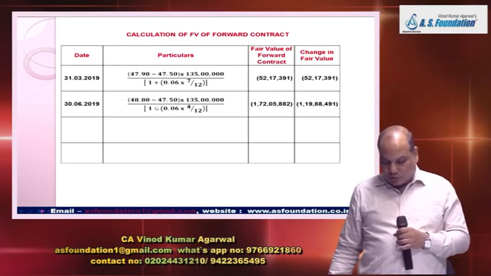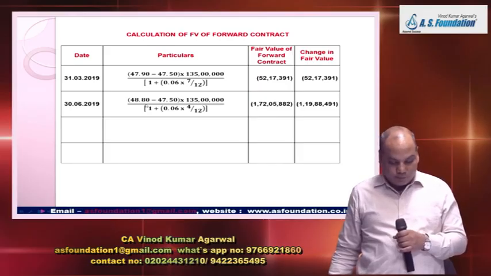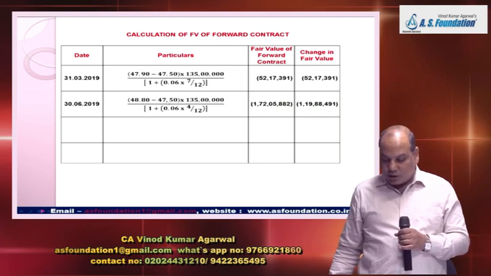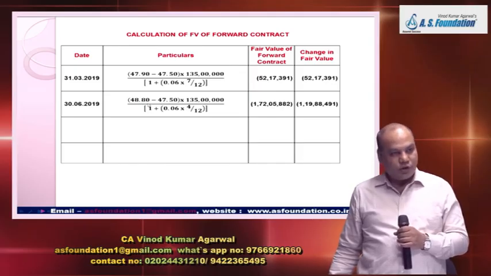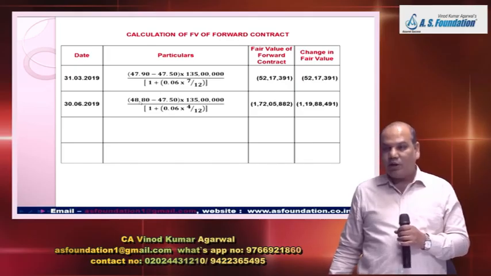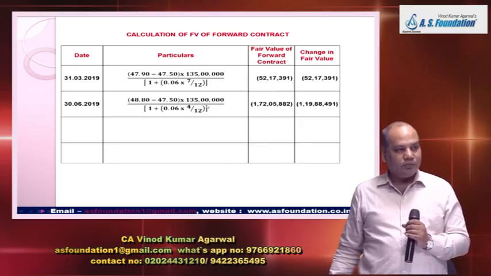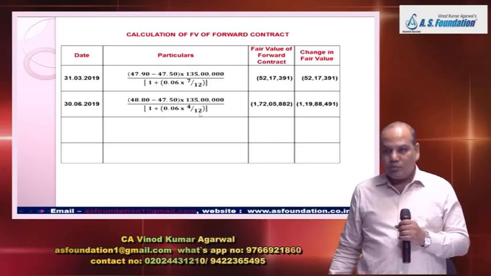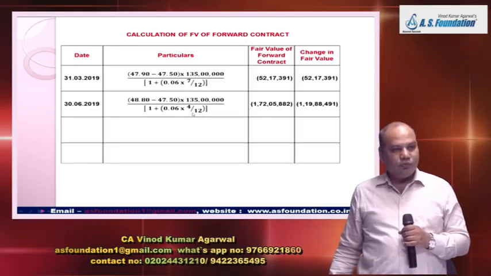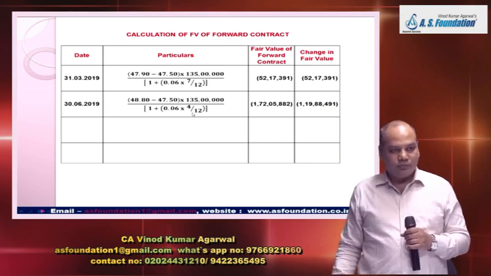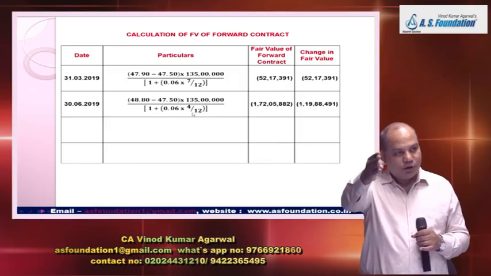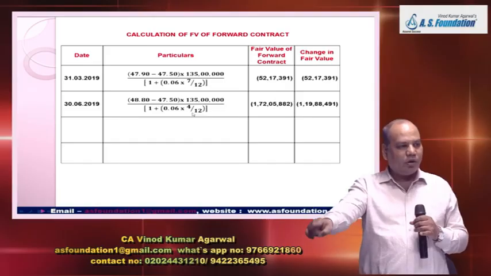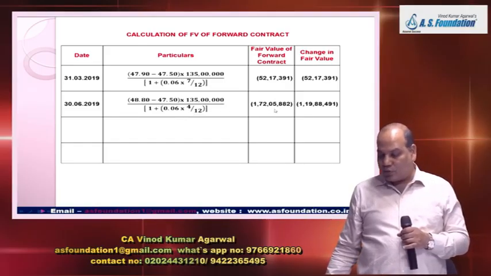30th June 19, now the rate is 48.80. If I want to enter into a forward contract which will mature on 31st October, it is 48.80. I had entered into a forward contract at 47.50. So my potential loss is the difference between what I had entered into and the market rate right now, into 1 crore 35 lakh upon 1 plus 0.06 into 4 by 12. Why 4 by 12 now? 4 months are remaining. You have to be very alert. 30th June to 31st October, 4 months: July, August, September, October. Is the answer 1,72,05,882?